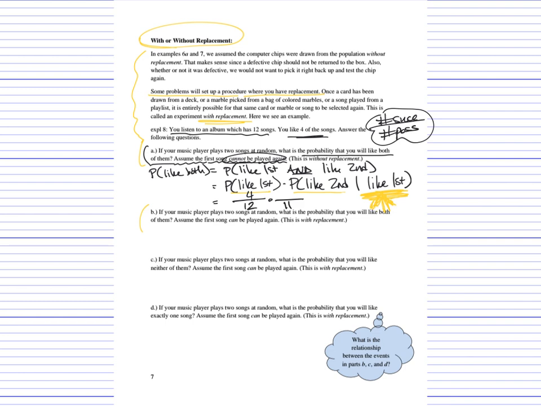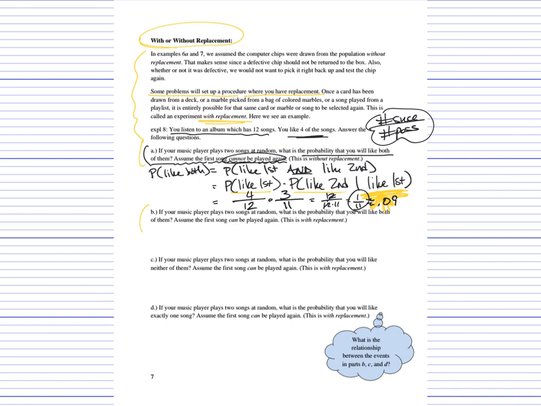Knowing that the first one was liked, one of those 4 songs that I like was already played and out there, and gone. So how many successes are left? That would be 3, wouldn't it? Well, that's 3 over 12 times 3 over 11, and that's 1 over 11, isn't it? And if you wanted to, I think you get that out. I think that's 0.09, isn't it? Yeah. So if you wanted to get a decimal out, you could.